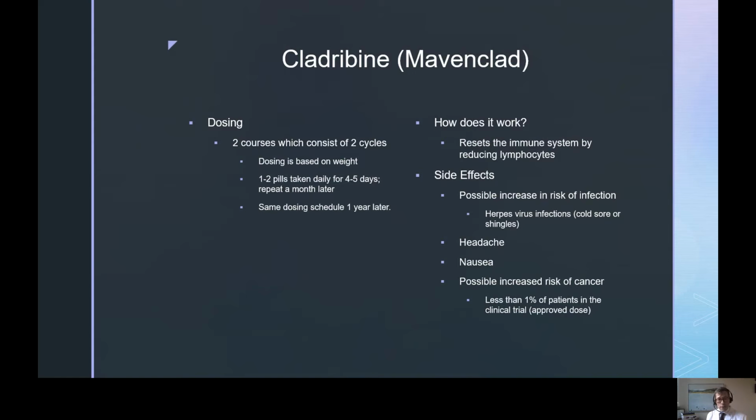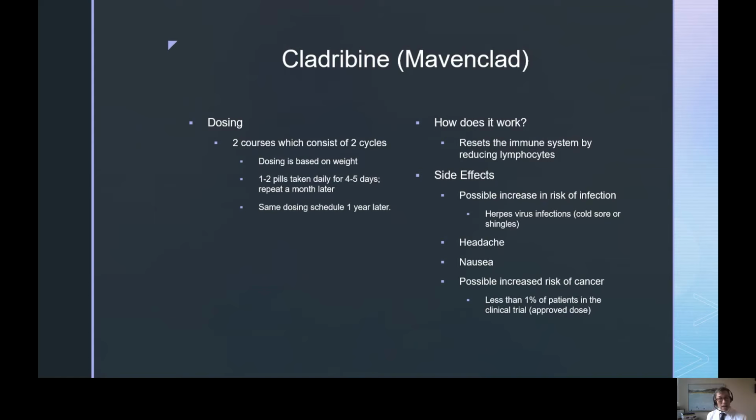If a subset of your white cells drops too low, then we recommend that patients start acyclovir or valacyclovir to help prevent these infections. At the time of taking the medication, patients may experience a headache, upset stomach, and potentially there may be a higher risk of cancer, which has resulted in some hesitancy in prescribing the medication. However, less than 1% of patients experience cancer in the clinical trial with the dose that we currently use to treat patients with the relapsing forms of MS.